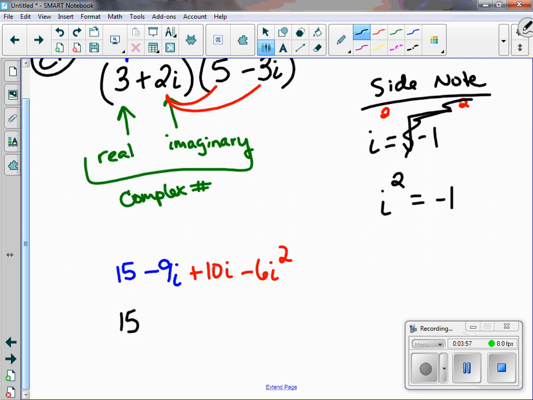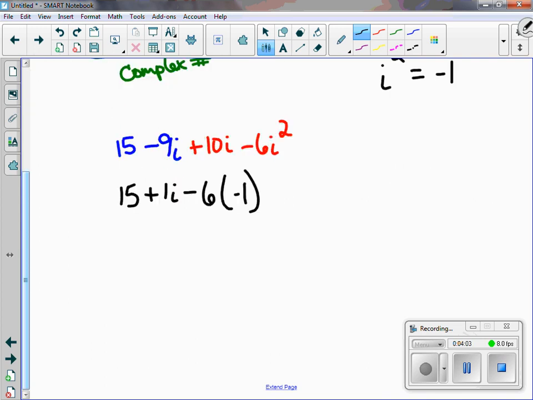So I've got 15 plus 1i minus 6 times -1. Well, -6 times -1 is a positive 6, so I can actually add the 15 and the positive 6. So realistically, my answer to this is 21 plus 1i.